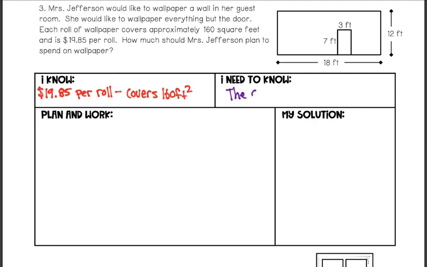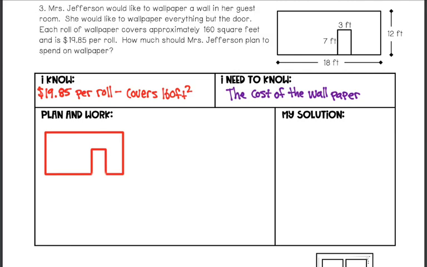What I want to know is the cost of the wallpaper. So how many rolls am I going to be purchasing to cover all of this? And then what's the cost of that? To start out, I'll draw the picture here, and we're going to get rid of this piece here. It's a little cutout.